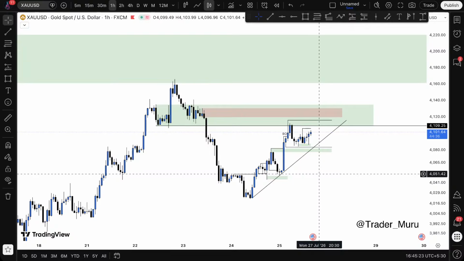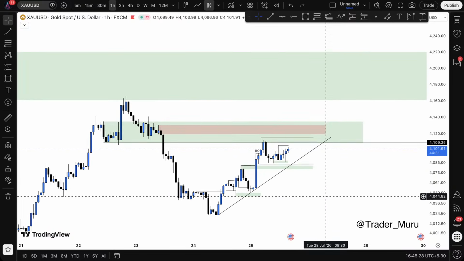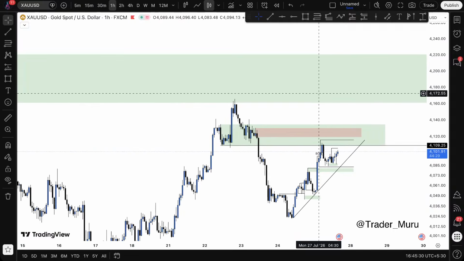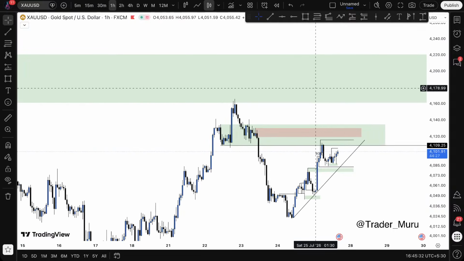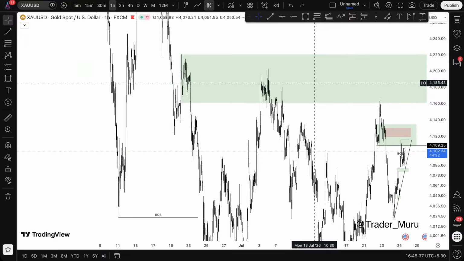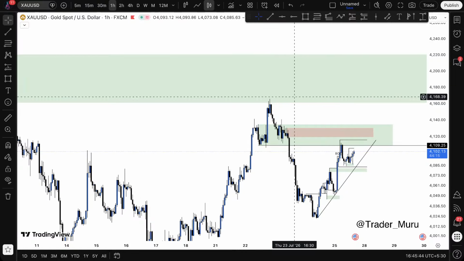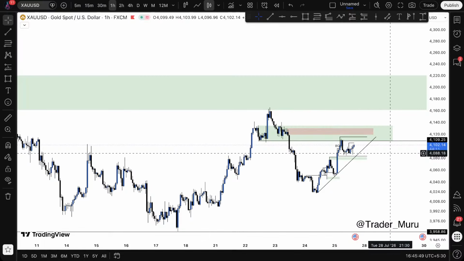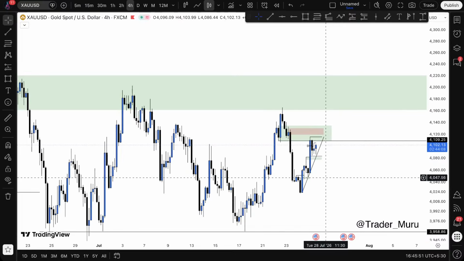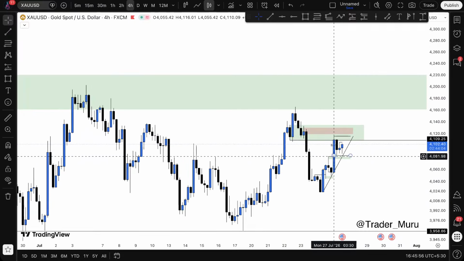So is there any chance we once again test the 4085 area? There is a chance, but for that price needs to sweep this high. If we have a candle closing above, then it will be very bad for a short. Until this 4-hour structure remains intact, we are bearish. Okay.